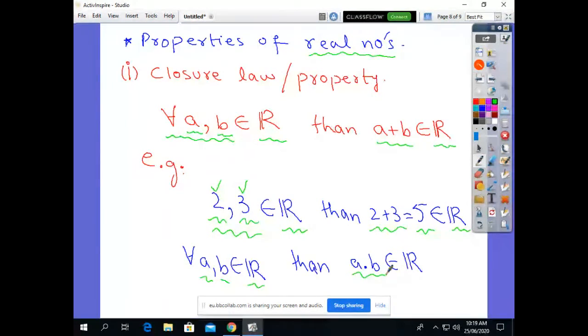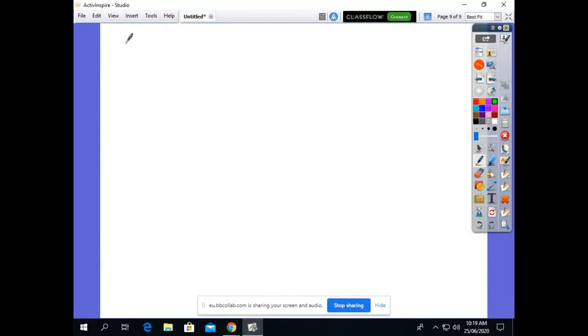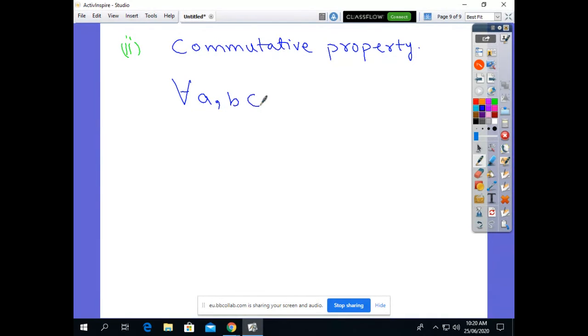Now we move on to the next property. The second property is the commutative property, or commutative law. For all A, B belongs to real numbers, again the set is real numbers, then A plus B is equal to B plus A.